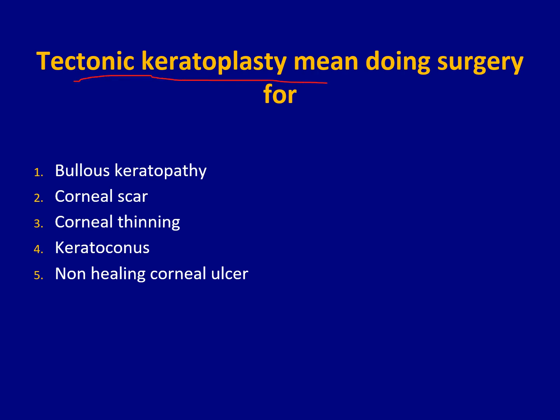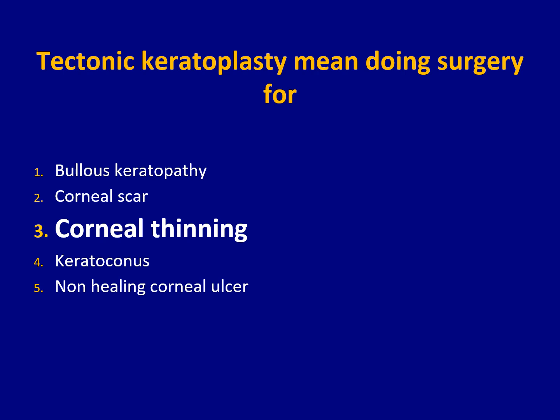Tectonic keratoplasty means doing surgery for. So you're doing surgery to restore the integrity of the cornea. Bullous keratopathy, corneal scar, corneal thinning, keratoconus, non-healing corneal ulcer. Non-healing corneal ulcer is therapeutic. Keratoconus is optical. Bullous keratopathy is optical. Corneal scar is optical. So corneal thinning, when the cornea is very thin and you want to restore the integrity, that's called tectonic. So let's see the answer. Corneal thinning is the answer. Next MCQ.